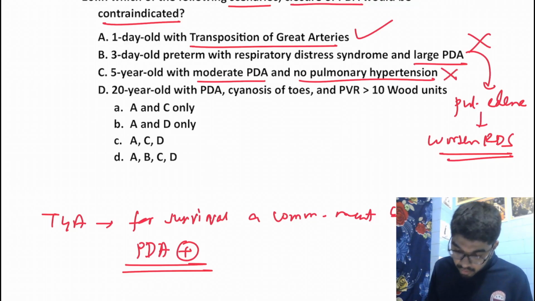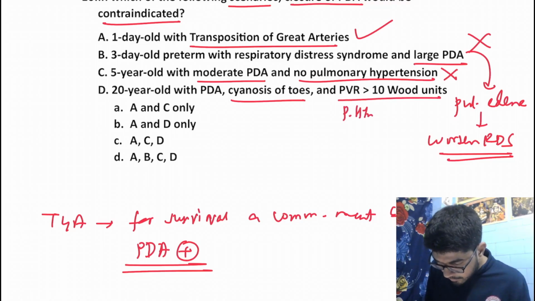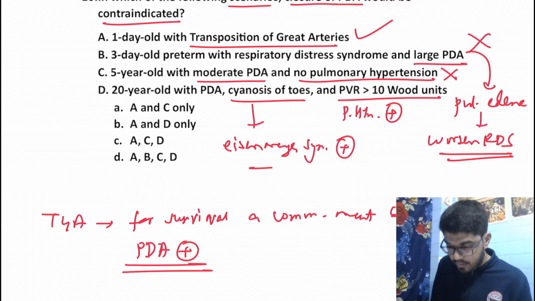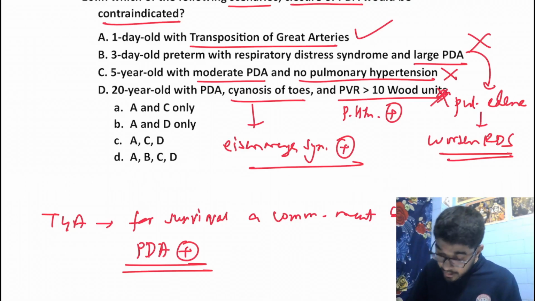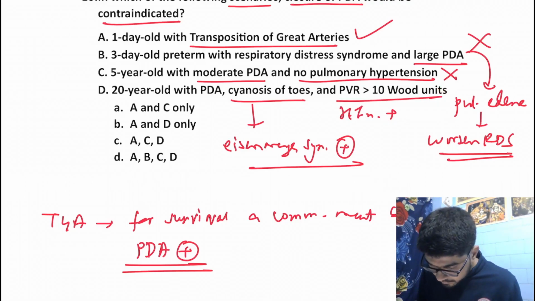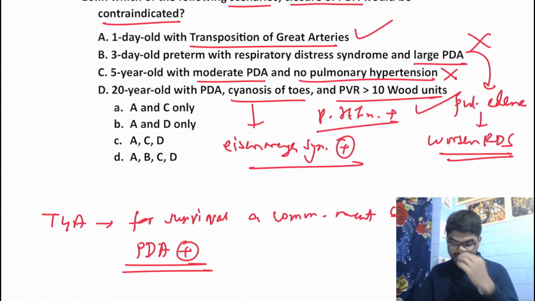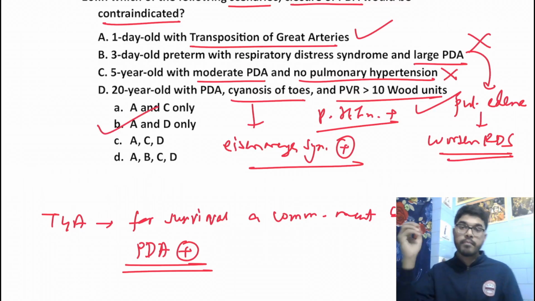But a 20-year-old with cyanosis and PVR more than 10 units. PVR more than 10 units means pulmonary hypertension is present. Cyanosis means Eisenmenger syndrome is present. Eisenmenger syndrome and pulmonary hypertension are absolute contraindications. We would not go for surgery. So the answer should be option D.